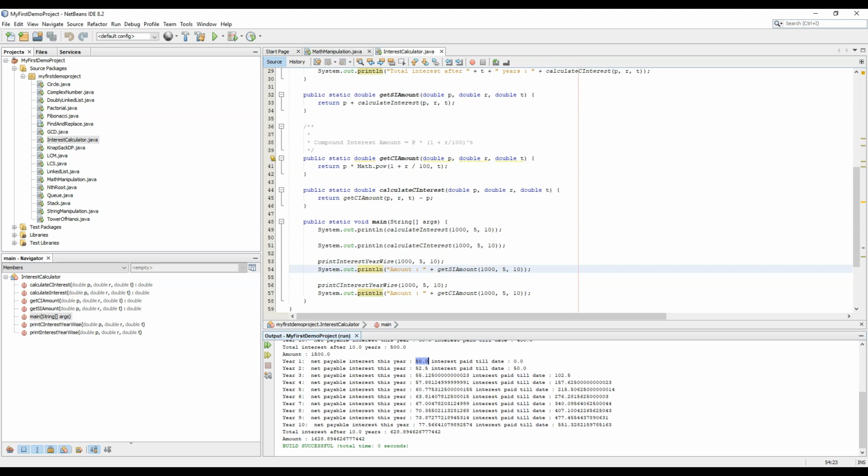And this way we have a 628.894627774442 total interest in 10 years, and 1628.894627774442 amount. So compound interest over a long period of time is always more than the simple interest, first thing, and the simple interest paid per year is always the same, whereas the compound interest paid per year changes as it adds the previous year's compound interest.